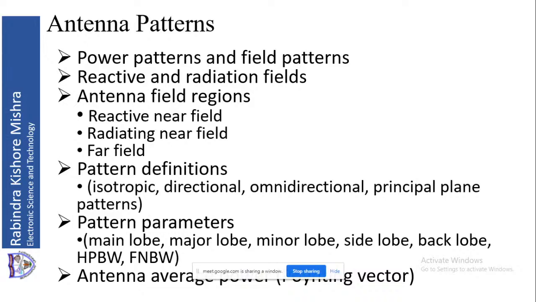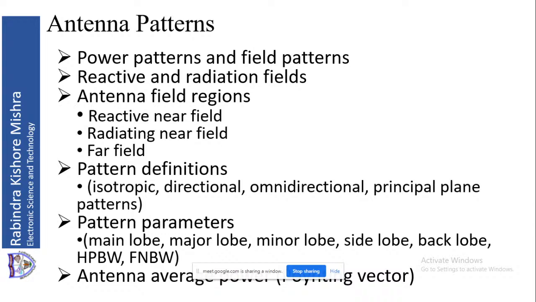Power pattern and field pattern. What is the difference between power pattern and field pattern? Power pattern is the square of the absolute field pattern. So take E. If I am going to draw E, that is the field pattern. If I am going to draw absolute E squared, that is the power pattern. In the field pattern, both positive and negative values can be there. In the power pattern, it will have only positive values. The reason is it is a square, and a square is always positive. Other numbers may not be positive, but a square is always positive.